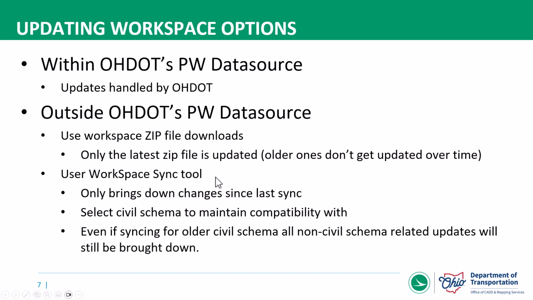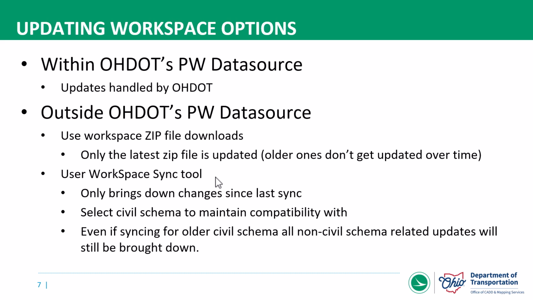The other way that you can get the update is through a sync tool. The sync tool you can use our installer to get, and basically you hit a sync button and it will bring down all the changes since the last time you ran the sync. The sync tool does let you select the version you want to maintain compatibility with. So that way you can still get updates that we pushed out that were not related to a civil schema.